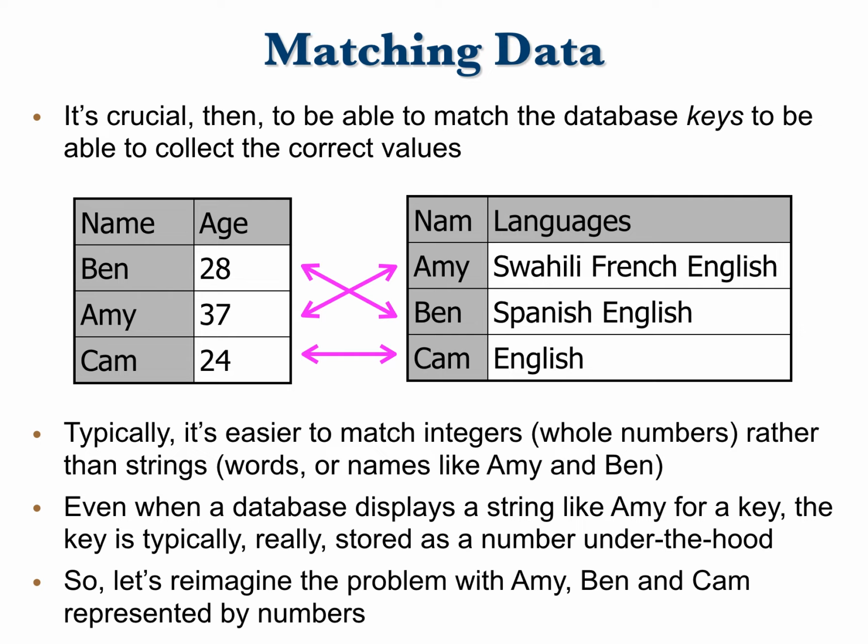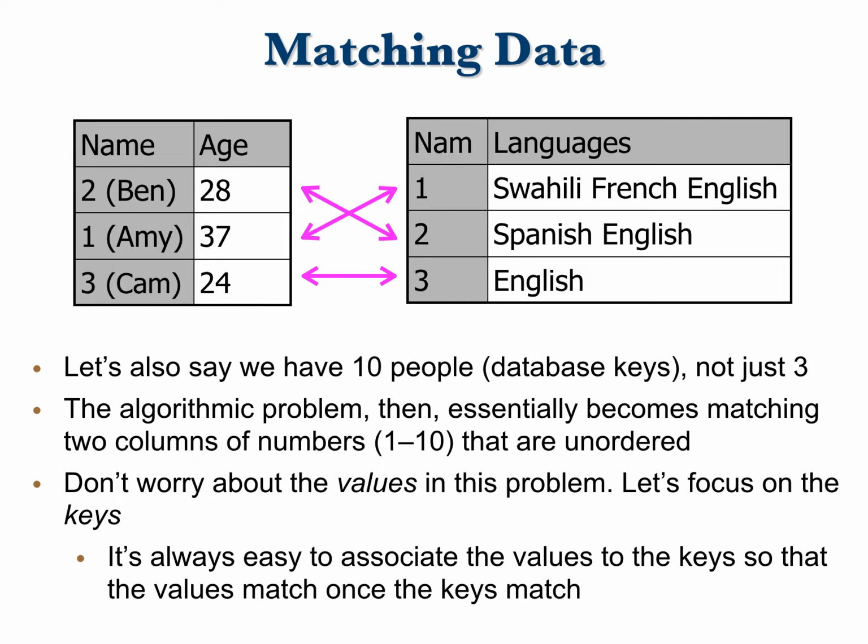So let's reimagine the exact same problem, but I'm going to change Amy into the number 1, Ben the number 2, and Cam the number 3. So now it should be a bit easier to see that the problem reduces to you have a couple of lists of numbers, 2, 1, 3, and 1, 2, 3, and you're going to have to try and match those. This is going to tie back very strongly to the sorting algorithm that we discussed 2 days ago. So if this problem seems difficult, just think of it in terms of having to sort these numbers, 1, 2, 3, so that they're all in the same order.